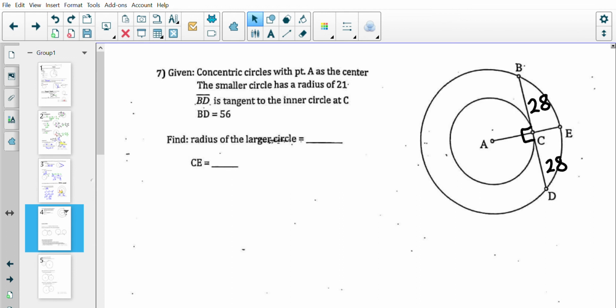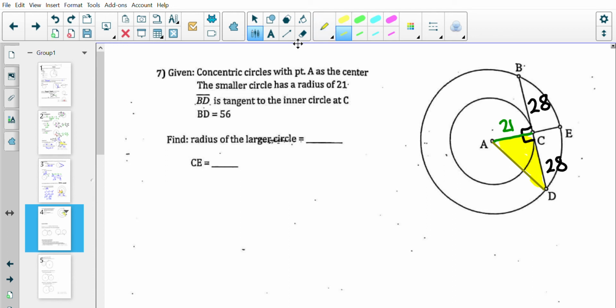Now they're telling us the radius of the smaller circle is 21, so that means segment A to C is 21. We want to find the radius of the larger circle. Remember, we're going to draw in the radius so we can make right triangles. So I'm going to draw my radius A to D right there. Now, if you look at the triangle, I'll highlight it in yellow. I definitely do not want to do the Pythagorean theorem on 21 and 28.